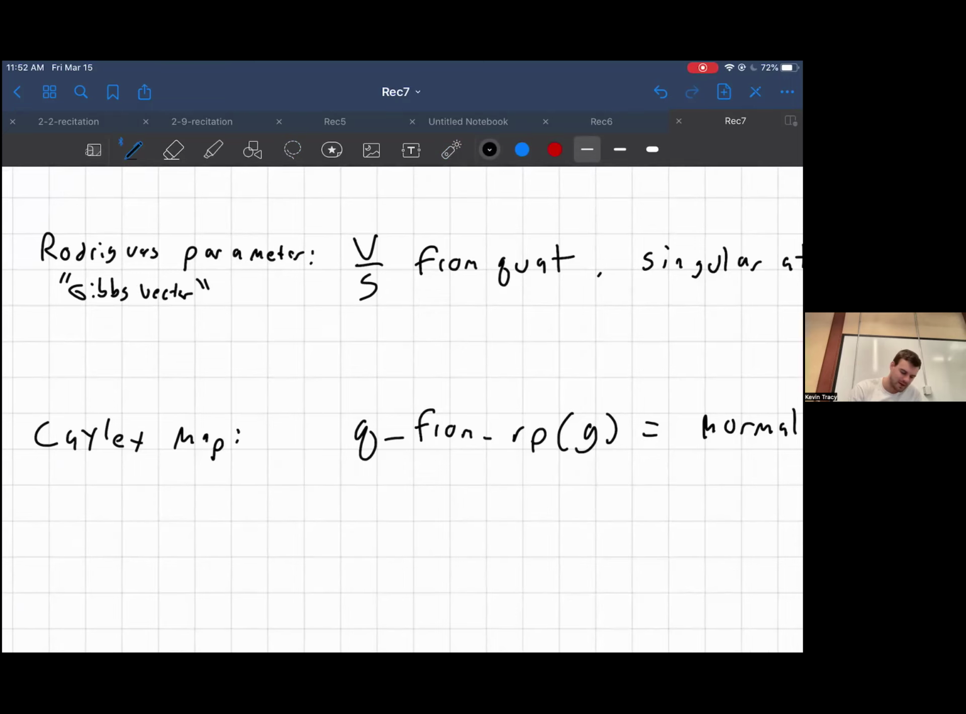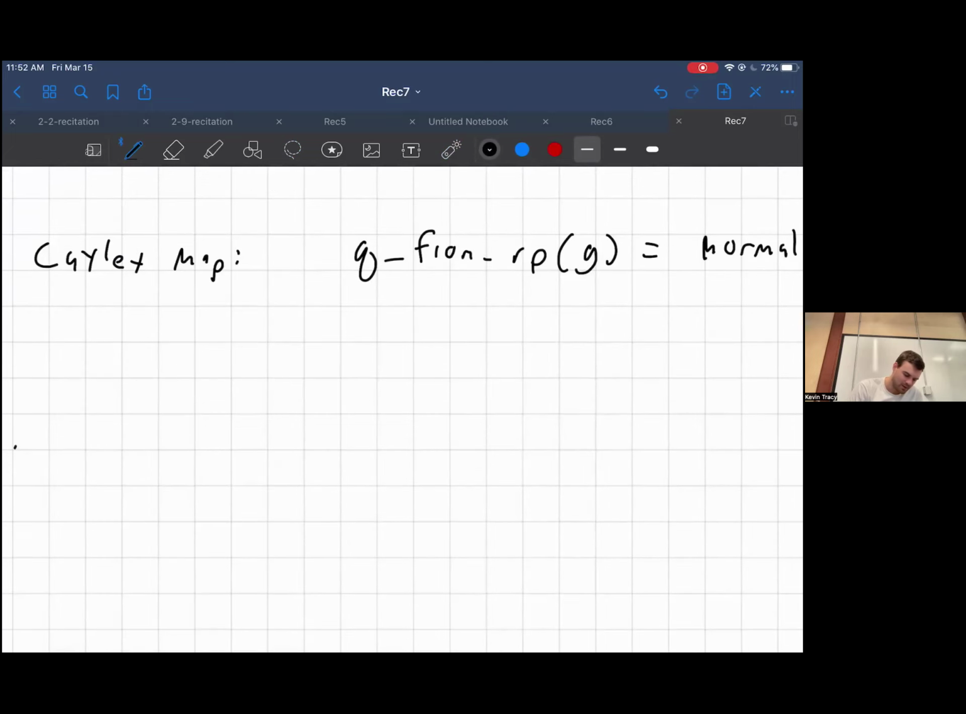And let's see, I think the last thing I'll bring up is MRP. So modified Rodriguez parameter, I'll call this P. And there's a few different ways to define P. So P is R times tan theta over 4. Let me just check on this before I give you guys bad information.